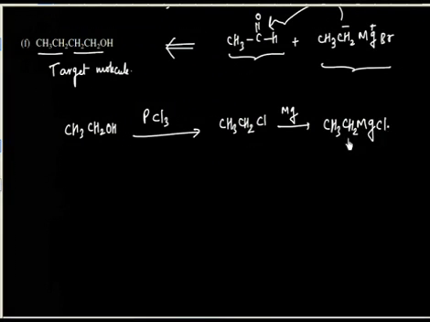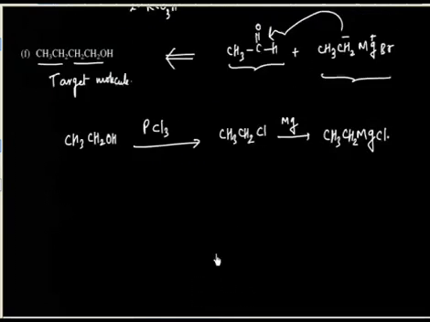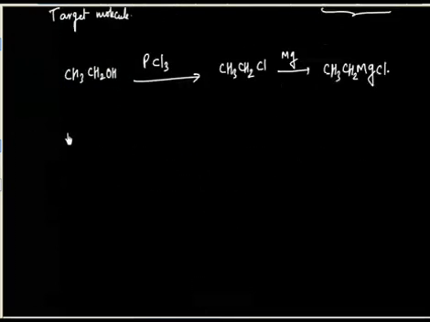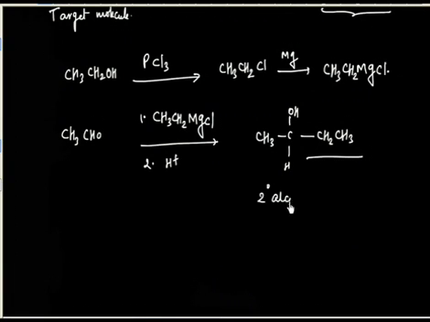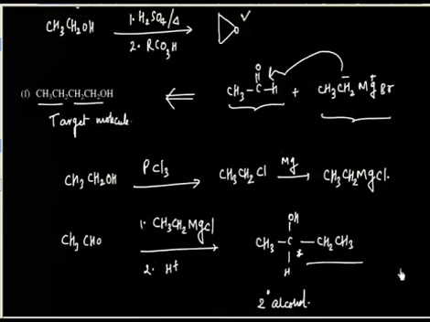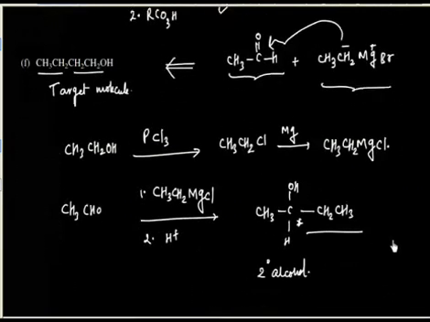And once you have Grignard reagent, this Grignard reagent can be attacked on aldehyde. So you have aldehyde CH3CHO, and now add this Grignard reagent CH3CH2MgCl, and then do hydrolysis in the next step. So you will have finally a secondary alcohol. Secondary alcohol can be prepared by Grignard reagent synthesis. So this alcohol is a secondary alcohol, and of course this is chiral also. So this carbon is chiral.